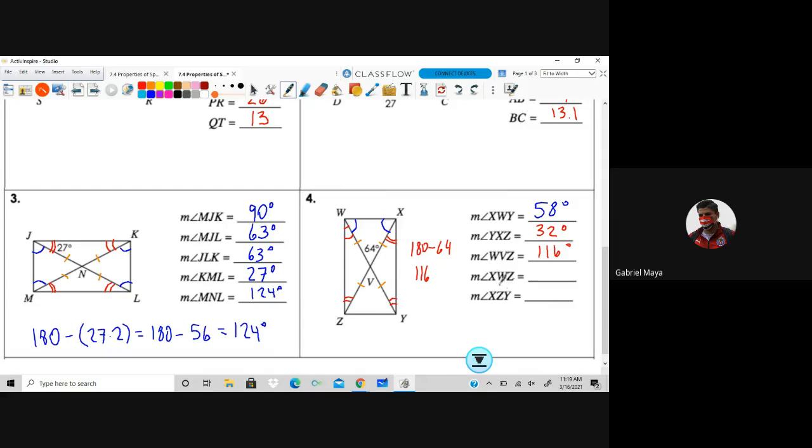All right, so what about XWZ? XWZ. Well, XWZ is, yeah, 90. Well, how do we know that? Well, because all angles in a rectangle are 90 degrees. So XWZ is 90. What about XZY?